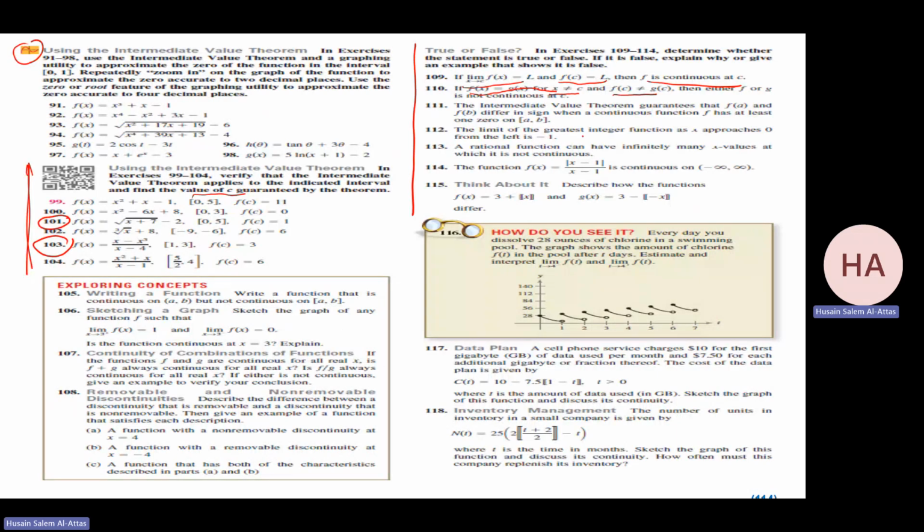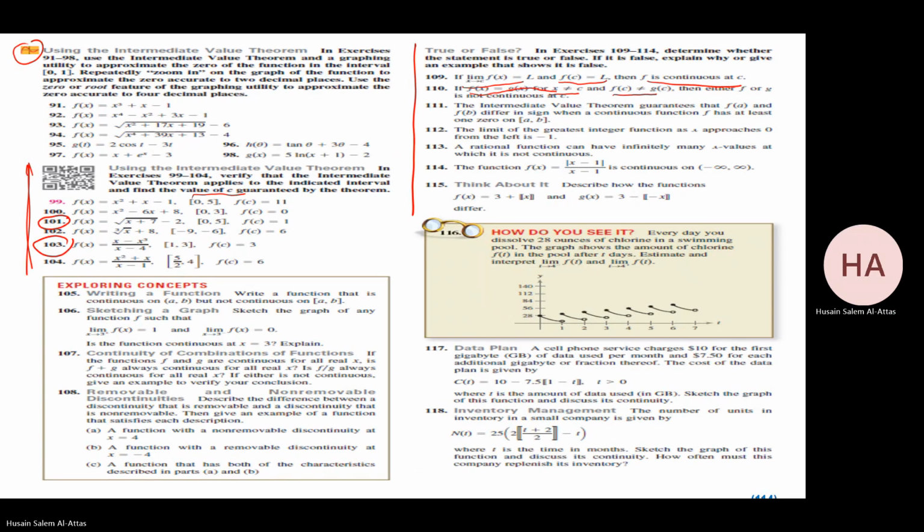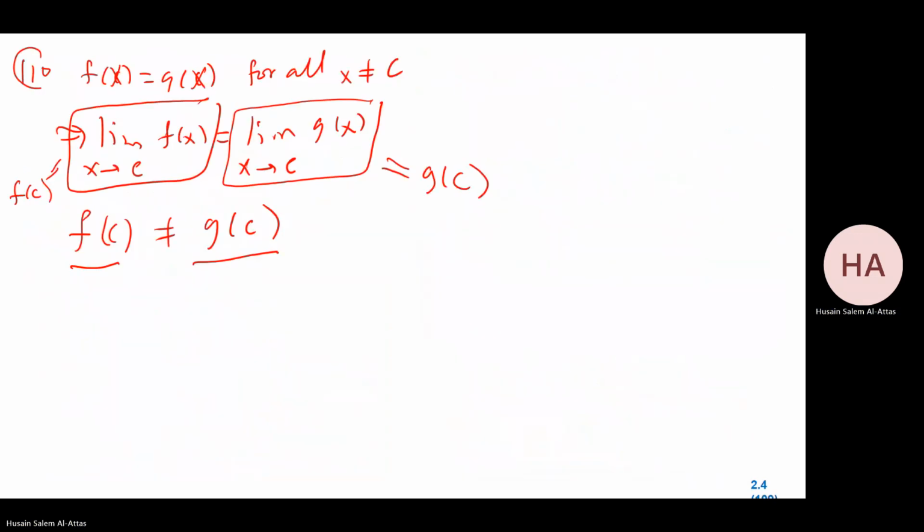The limit of the greatest integer function as it approaches 0 from the left is -1. This is not true. The limit of what? The limit of the greatest integer function as it approaches 0 from the left. Yeah, from the left. So I'm having minus point something, that will be -1. Yeah, for sure it's true.